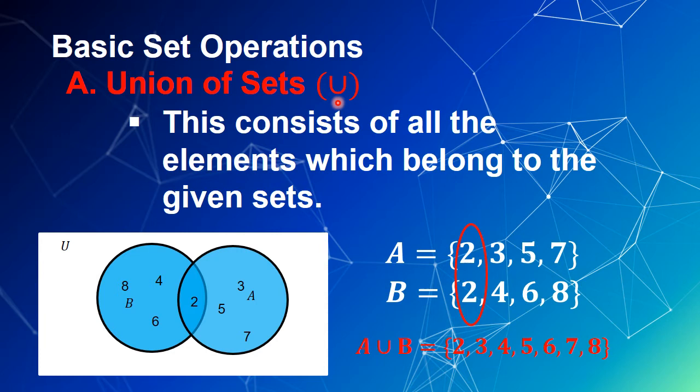What we're going to do here is just combine all the elements present in both sets. But you're not going to write 2 here twice because 2 is already present in the two sets. You're just going to write it once. So again, union of sets means you are just going to write all the elements in the two or more given sets. That is union of sets.